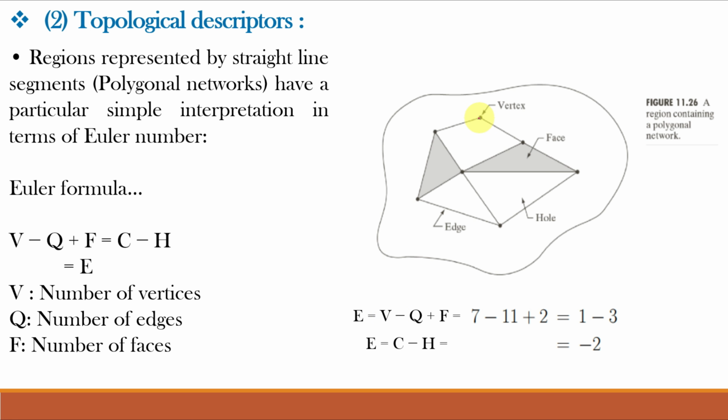So E is equal to V, that is the number of vertices. The number of vertices are 1, 2, 3, 4, 5, 6 and 7. So 7 vertices minus Q, that is the number of edges. So Q is 11 plus F, that is the number of faces. So here the number of faces is 1 and 2, the gray color shaded area. So plus 2. So 7 minus 11, which is equal to minus 4 plus 2 will give minus 2.